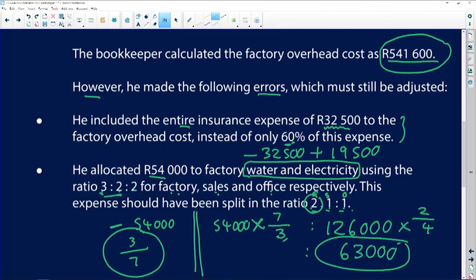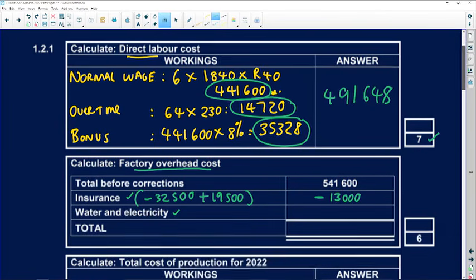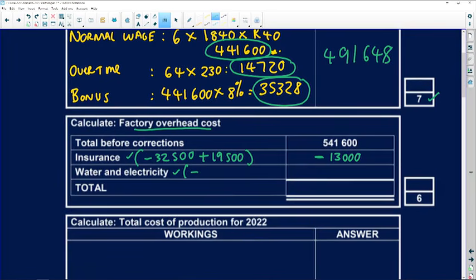Right, so how am I going to fix this? Remember, I've got to subtract what was included. So that 54,000 was the wrong amount, and now I've got to include 63,000. Okay, so let's do that on our answer booklet. Right, let's subtract in brackets minus the incorrect amount, 54,000 plus 63,000, and the net effect, remember I've got a negative, I've got a positive, so I'm going to minus, and the net effect should be a positive 9,000.